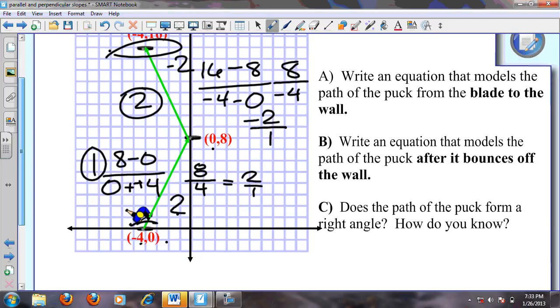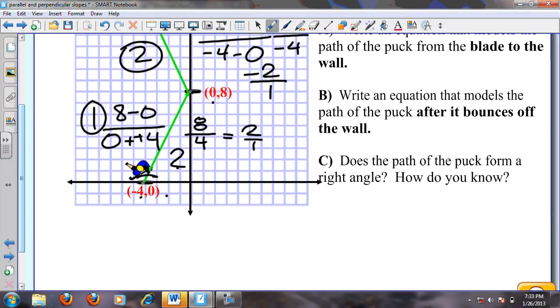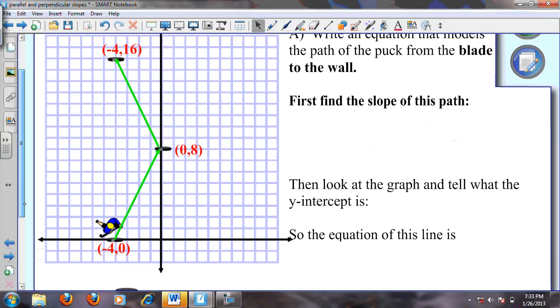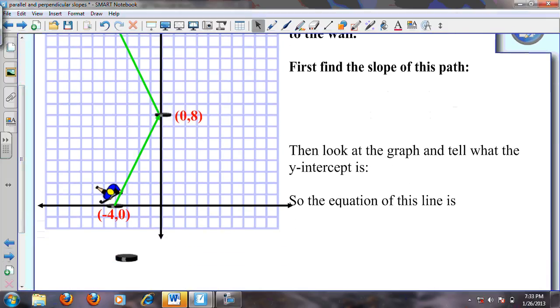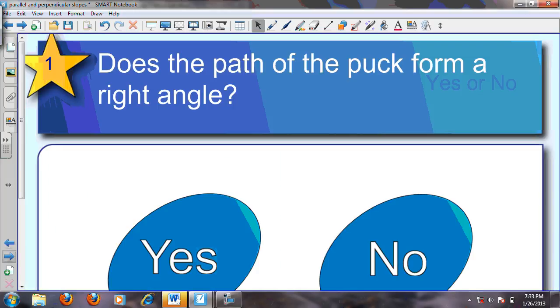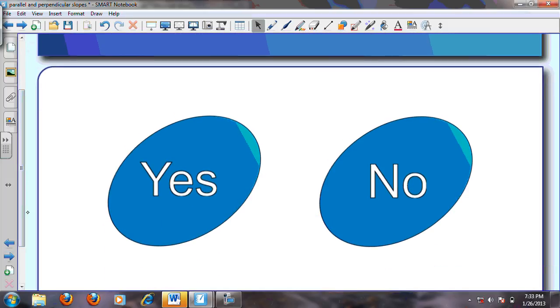You decide. Think about how you know. So does the path form a right angle?